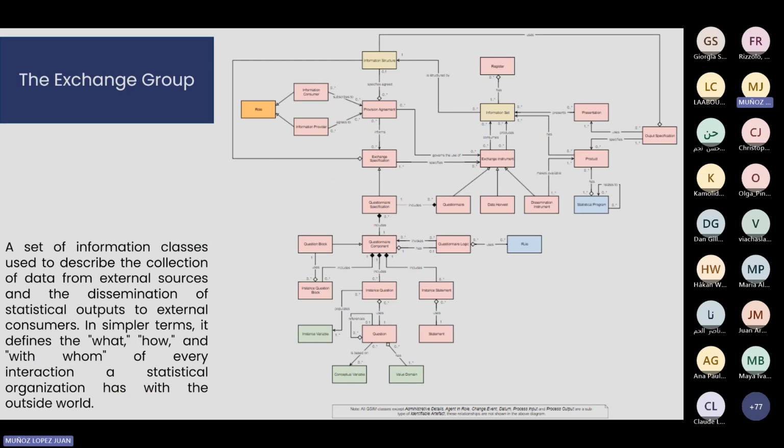First, we can see the change group as basically about how to describe interactions with the outside world. Every time a statistical office collects data from an external source or delivers results to users, this group is involved. In short, it defines the what, the how, and mainly the with whom of these interactions.